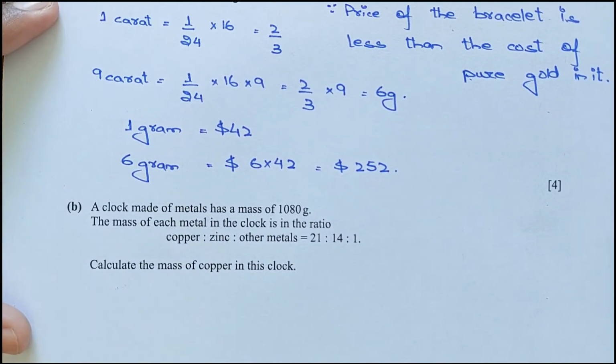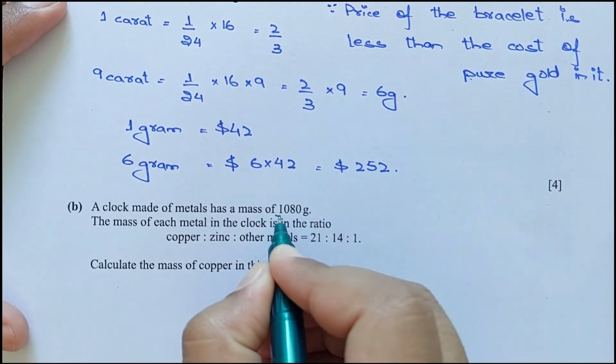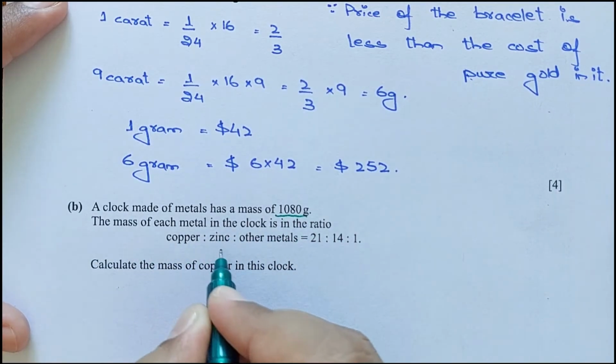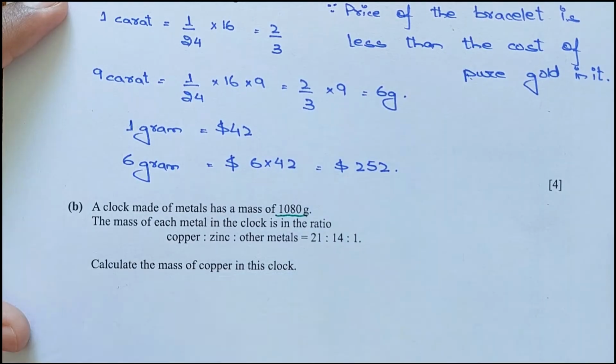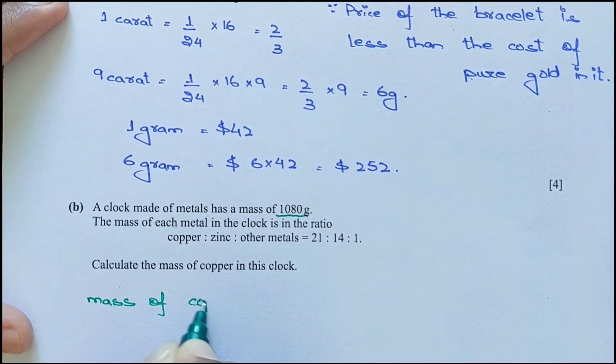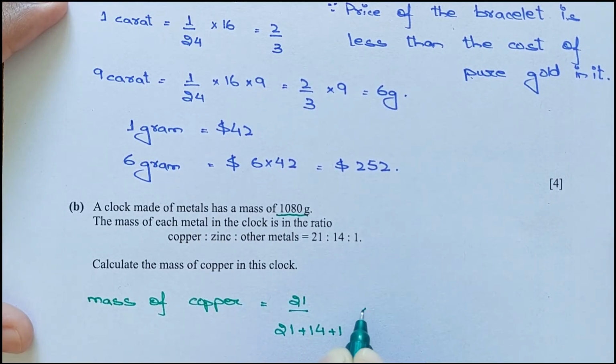Now for part B, a clock made of metal has a mass of 1080 grams. The mass of each metal in the clock is in the ratio copper, zinc and other metal is 21, 14 and 1. Calculate the mass of the copper in this clock. So how much is the copper? Copper is the first one, which is 21 out of the total, 21 plus 14 plus 1, and multiply by 1080.